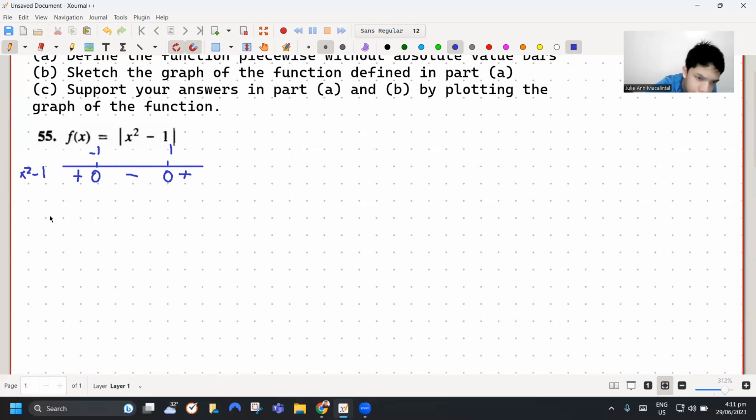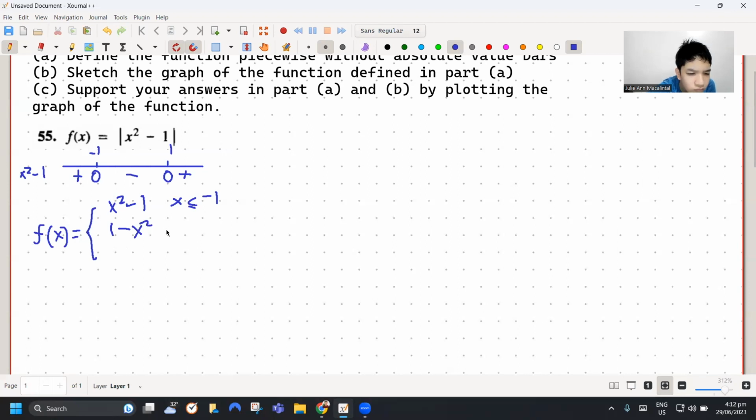So f of x is equal to, so gawin mo siyang three cases. For x less than -1 muna. So since positive, x squared minus 1. So x less than or equal to -1. Tapos yung -1 to 1.